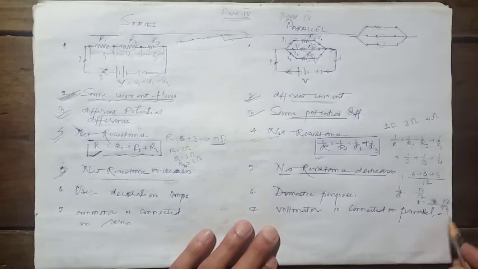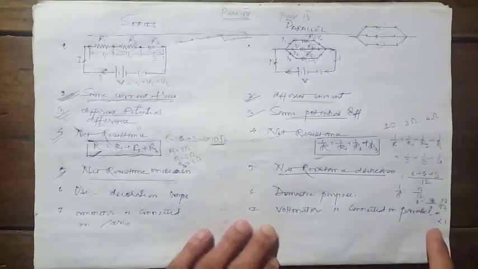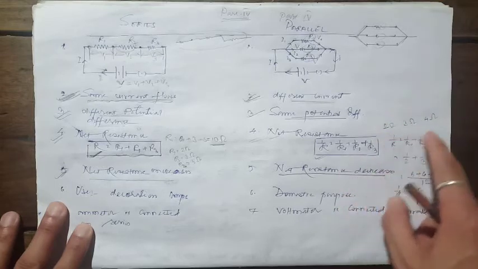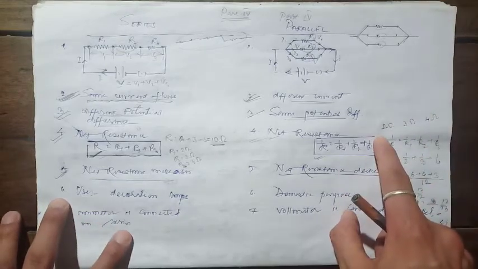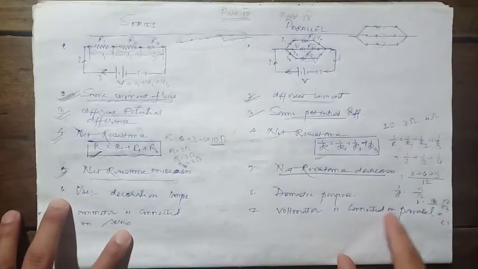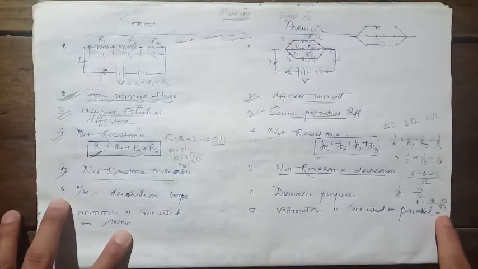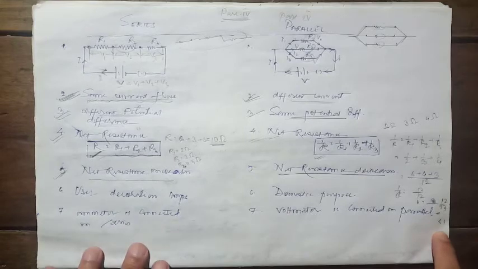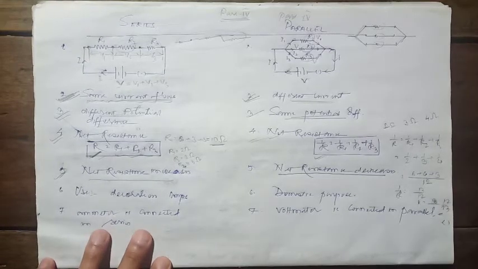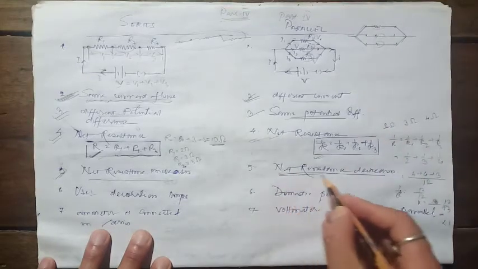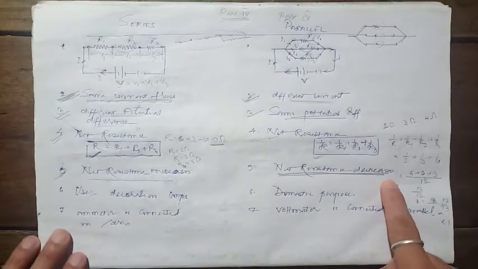Now students, this value is smaller than 1. Among these 3 resistors, the smallest is 2. But when we connect them in parallel, our net resistance decreases. You see, the net resistance has become smaller than 1. Our net resistance has become smaller than the smallest of all these 3. So this is the meaning of this line, that net resistance decreases.